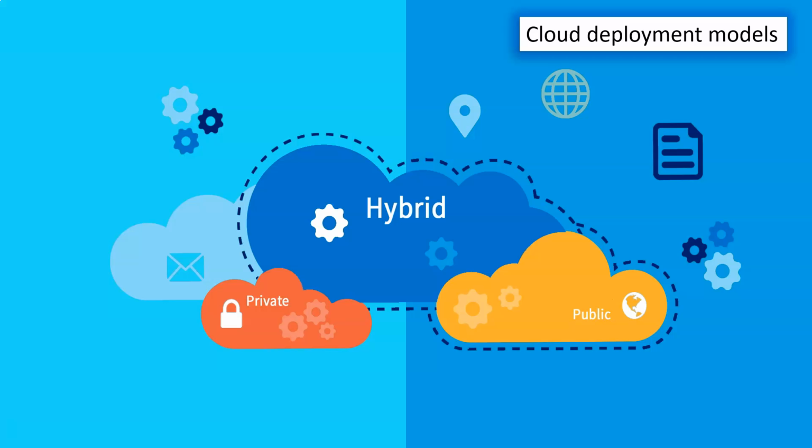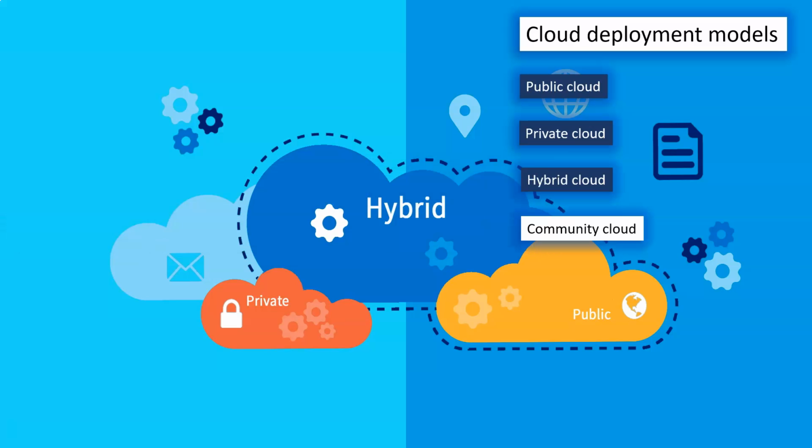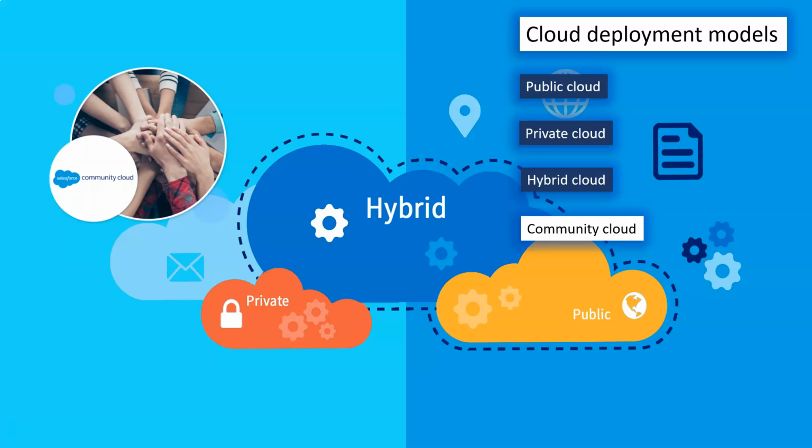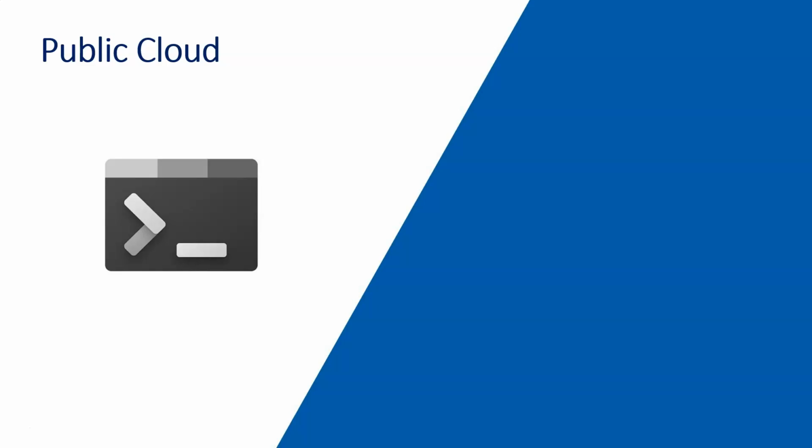Okay, now let's see what are the different types of cloud deployment models available. The very first one is public cloud, then we have private cloud, next one is hybrid cloud, and in the end we have community cloud. So don't worry, we'll talk about each one in this video. So let's begin by looking at the public cloud.